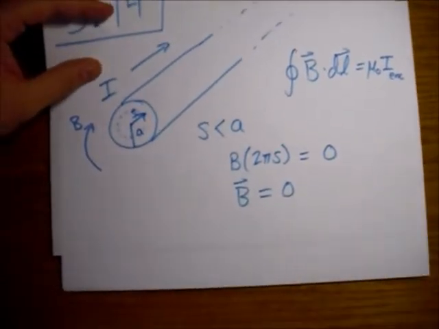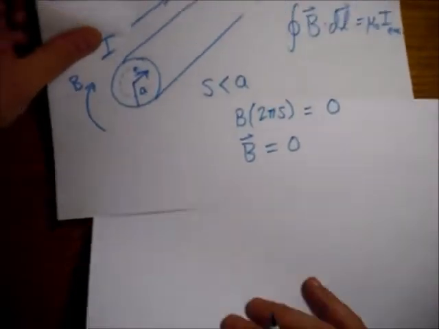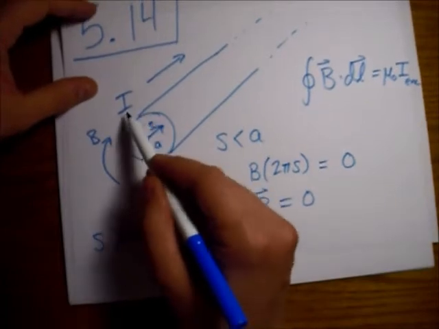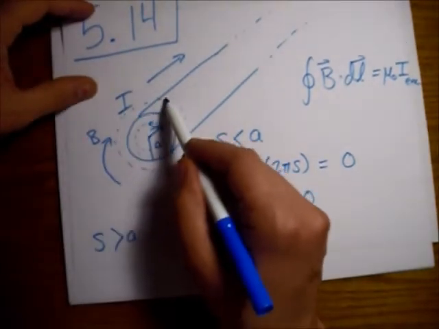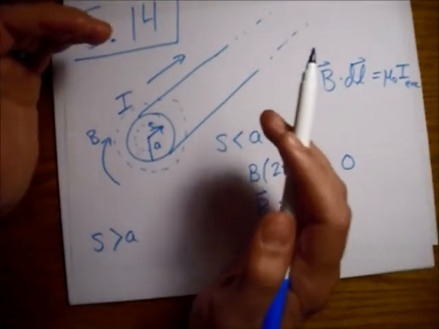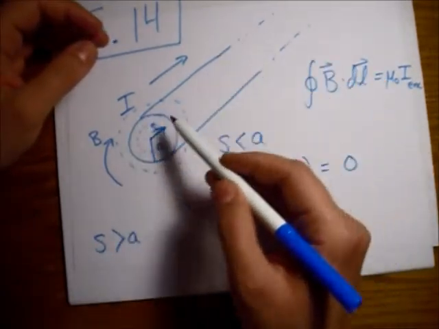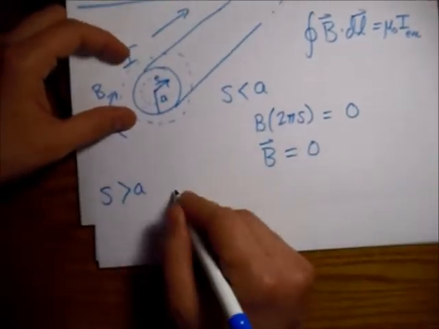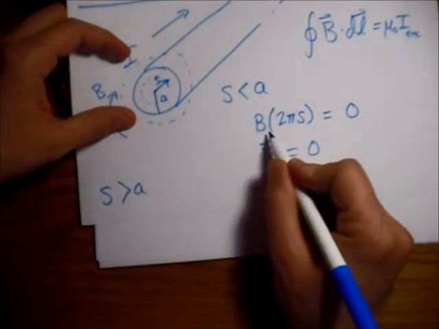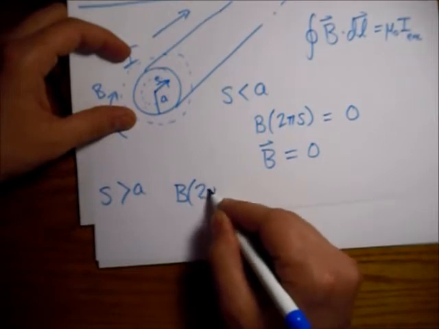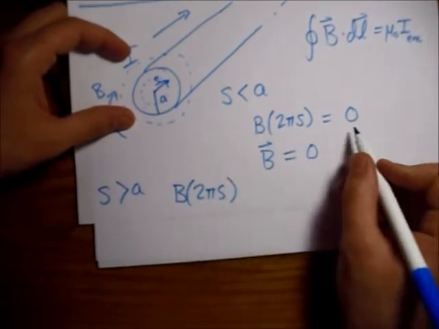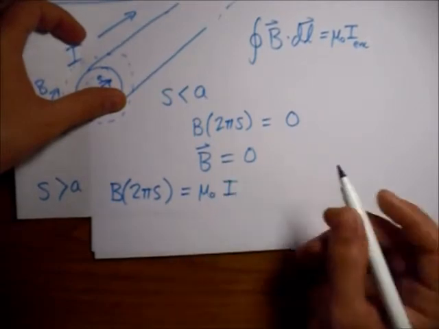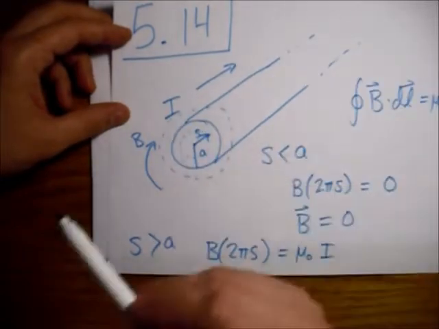So what about for s larger than a? Now we take our Amperian loop and bring it outside the wire. Well, now we are enclosing our current, which is on the outer surface of the wire. And so now this side of the equation does not go to zero. We have our B times 2 pi s here, and instead of zero, now it is equal to mu naught I, where I is just given in the problem. That's the total current traveling down this wire.